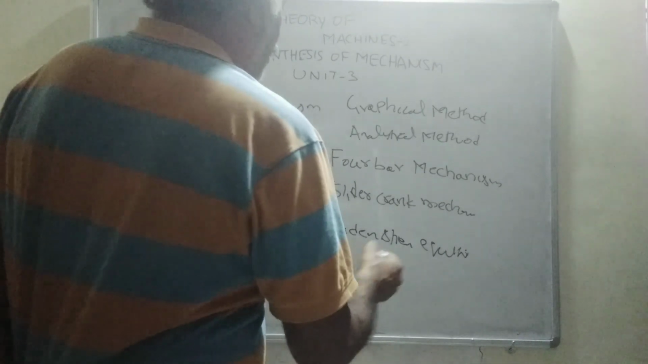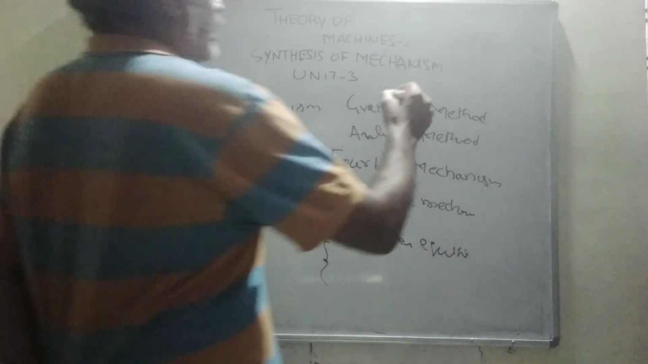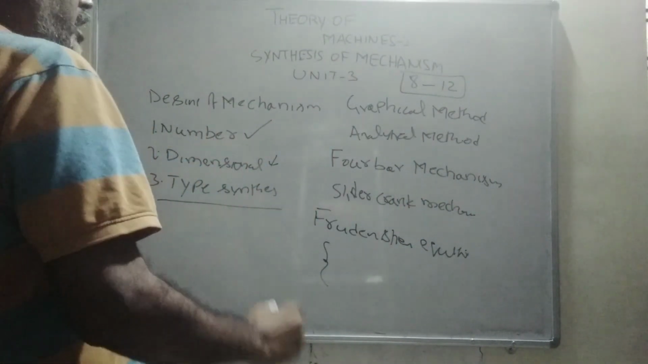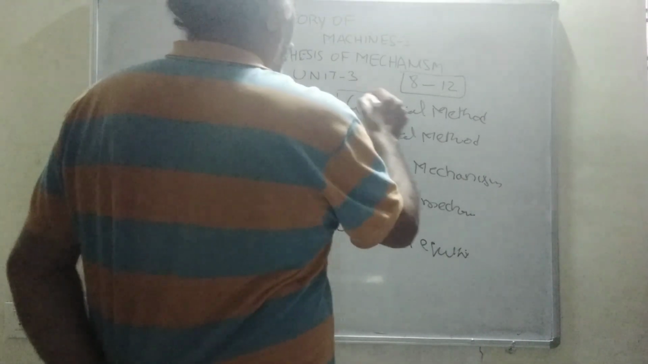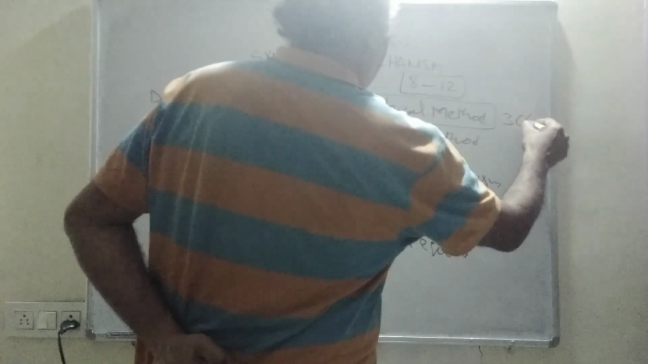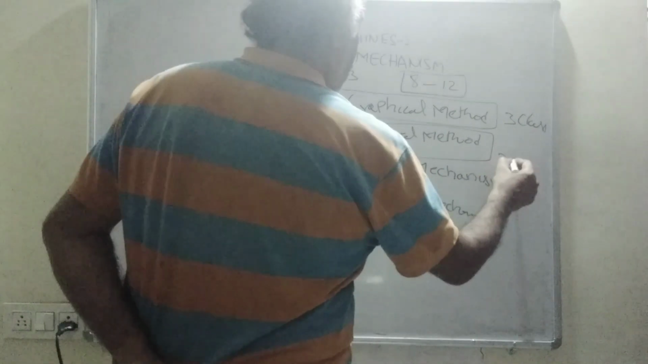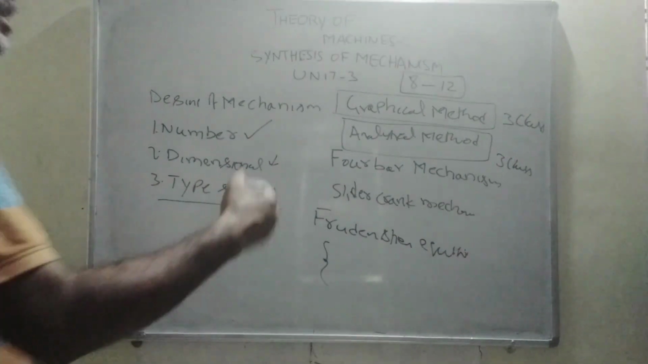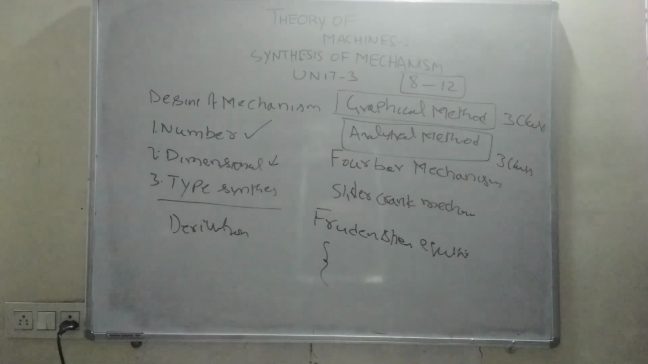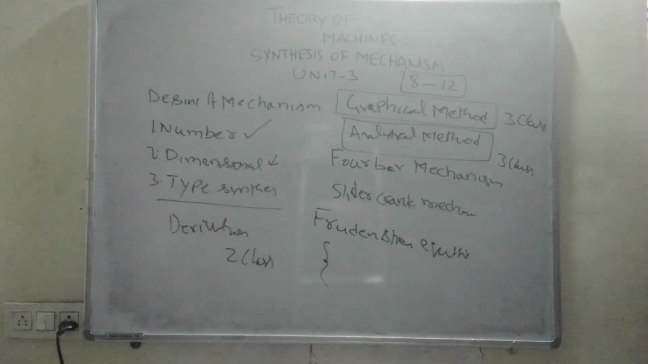So this is about unit number 3, and for this unit number 3, it requires 8 to 12 classes. You can wind up this particular unit of theory of machines within 8 to 12 classes. For the graphical method, combined with the four-bar and slider crank mechanism, you can go for 3 classes. Analytical method, 3 classes. And before these two, derivations. Derivations for dimensional synthesis, you can take 2 classes for different types of mechanisms. So 8 classes will be there.